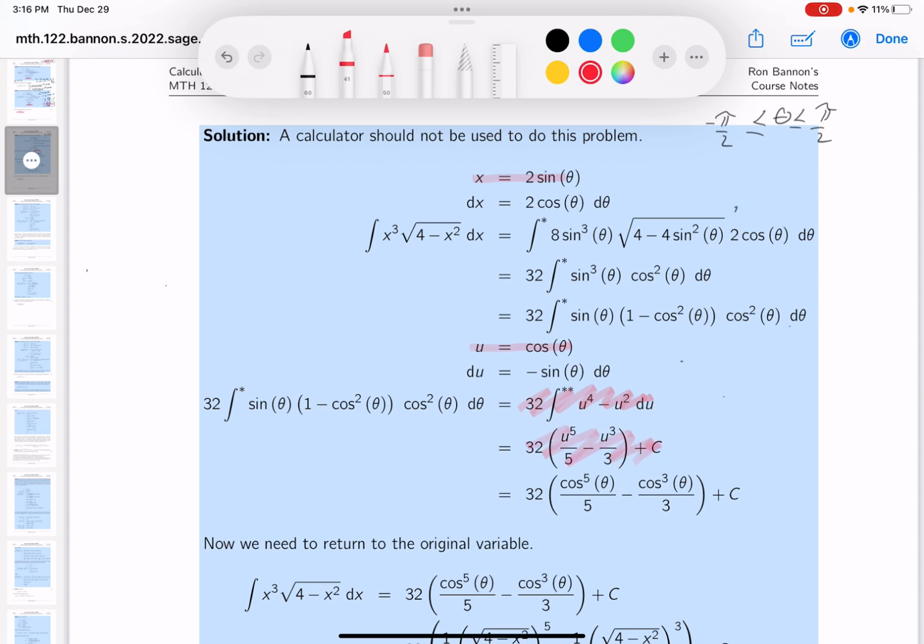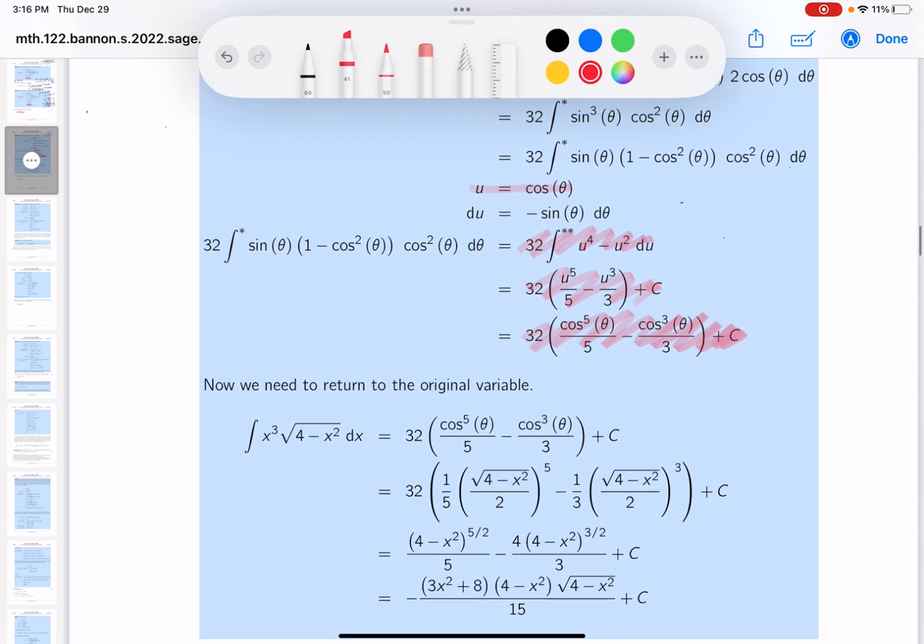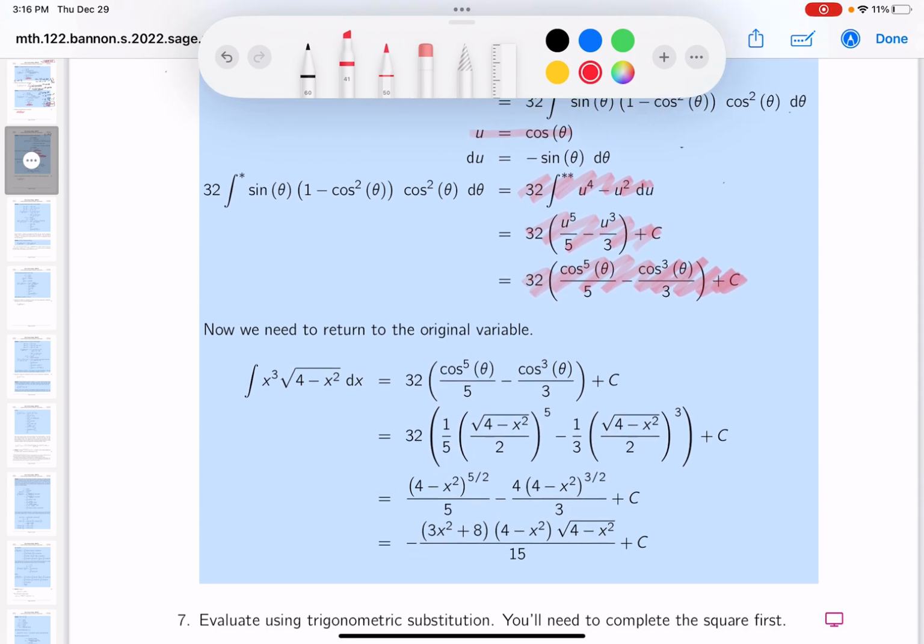And then I plug it in. What am I plugging in? Well, I got to know what u is, and u is cosine. So I just plugged it in. That's all I've done, all right? Here comes the tough part. I got to go backwards to the original problem, which is the problem of x's, right?